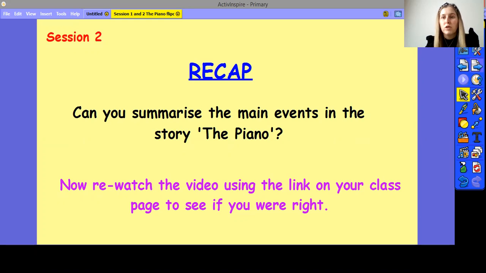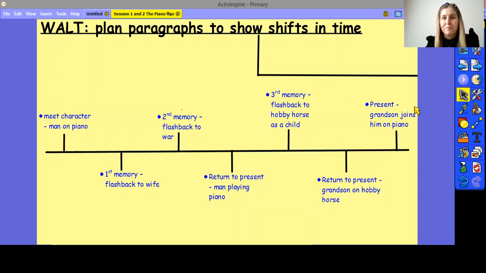So now I'm going to introduce today's task. Over the next few lessons, you are going to be planning and writing the story of The Piano. As you know, we don't have any words to this story, but yesterday we looked at inference skills and trying to understand the character's thoughts and feelings and what's actually happening in the story. So, in today's lesson, we are going to be doing the plan for this piece of writing.